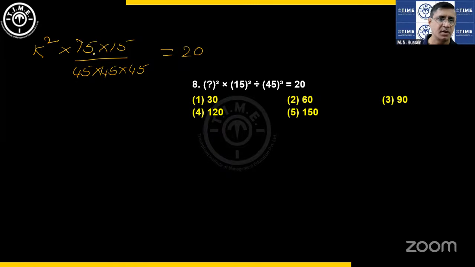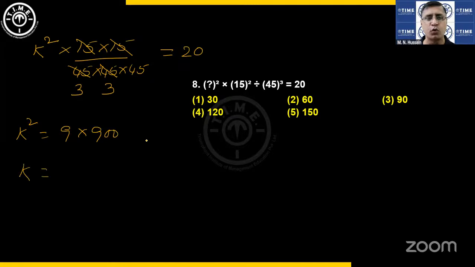On solving this, 15 3 times is 45. Again 15 3 times is 45. Now k square is equal to 3 into 3, that is 9. 2 into 45 is 90. 20 into 45 is 900. So what is the value of k? k is equal to square root of 9 into 900. So what is the result? That is 90. 90 is the value of k. So answer choice 3. The third choice is the correct option.